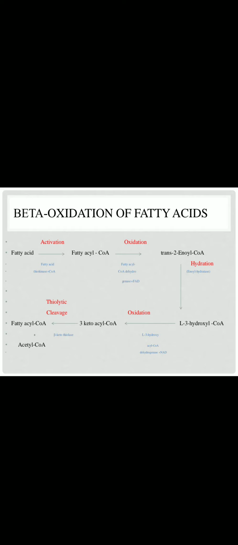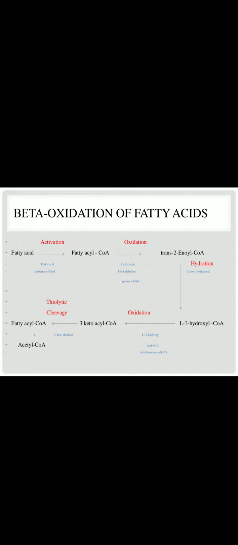If I talk about the beta oxidation process, as you can see here, when we have fatty acids, first we have to activate the fatty acid by the addition of CoA. So fatty acid, in the presence of fatty acid thiokinase, is converted to fatty acyl CoA. Then fatty acyl CoA undergoes an oxidation process in the presence of the electron acceptor FAD, and is converted into trans 2 enoyl CoA. So fatty acid is converted to fatty acyl CoA by the activation reaction.